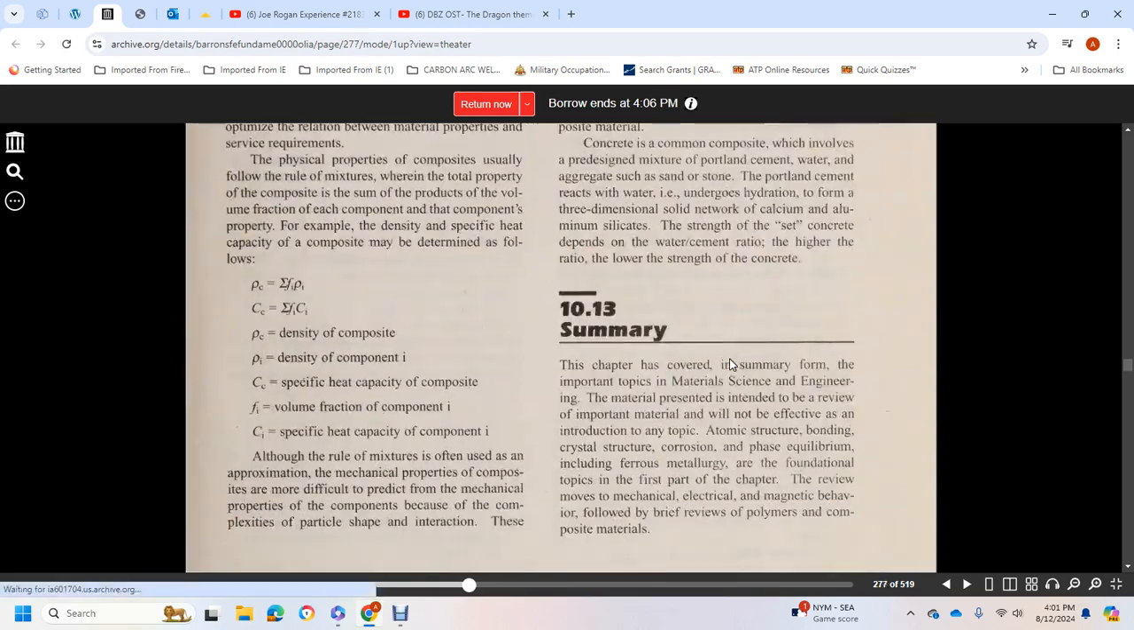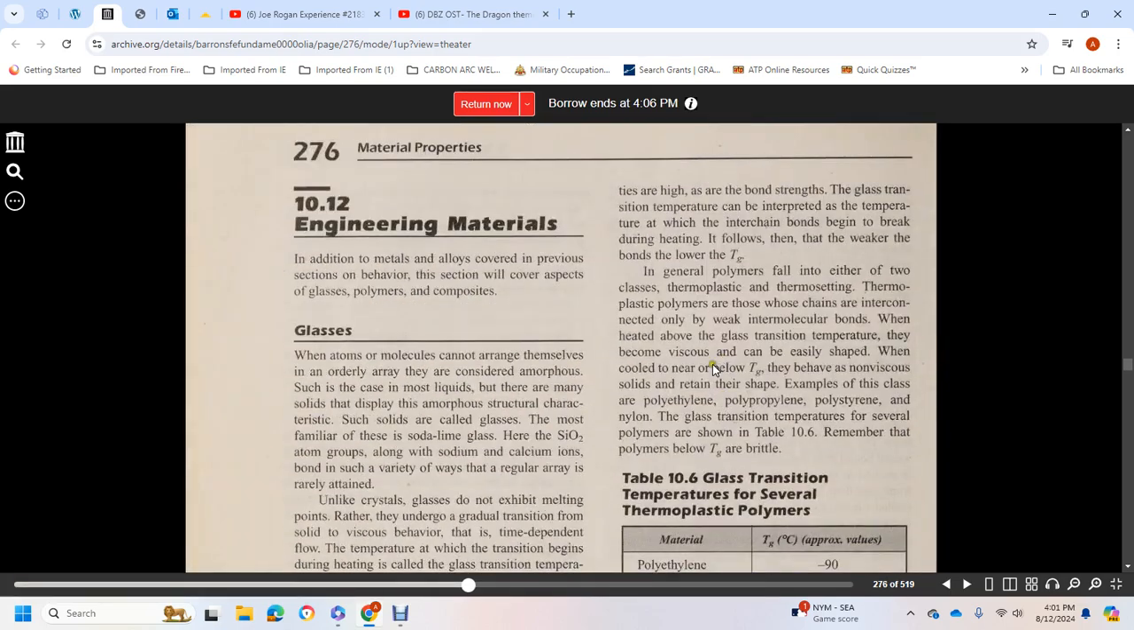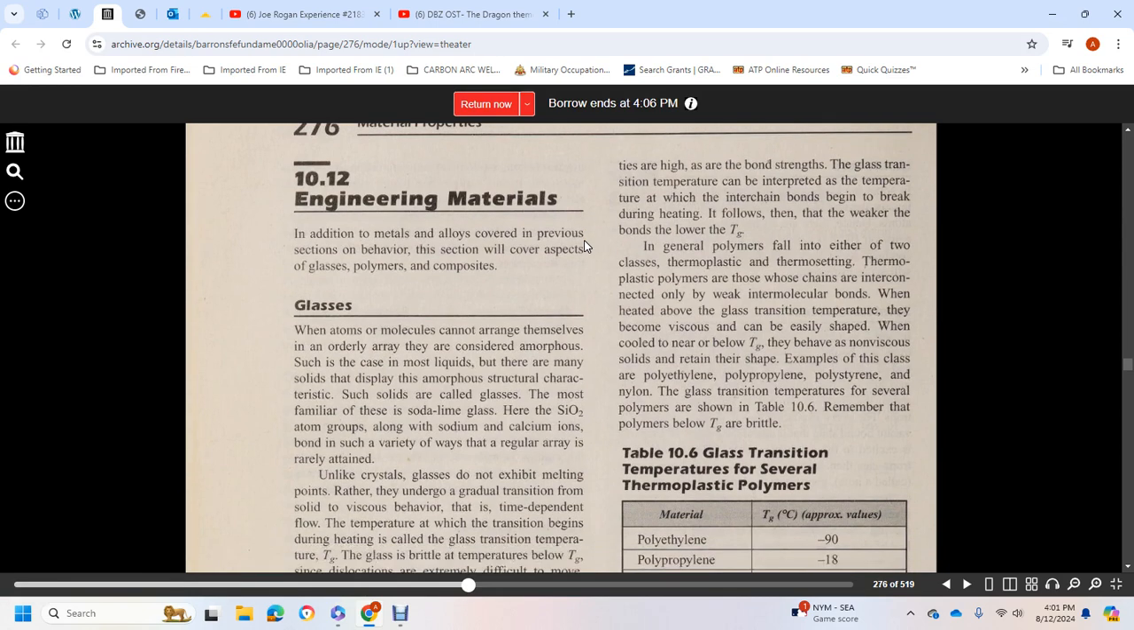Engineering materials. Might be able to finish this. In addition, the metal alloys cover the previous section of the behavior, and we will now cover the aspect of glasses, the polymer composites and the glasses.